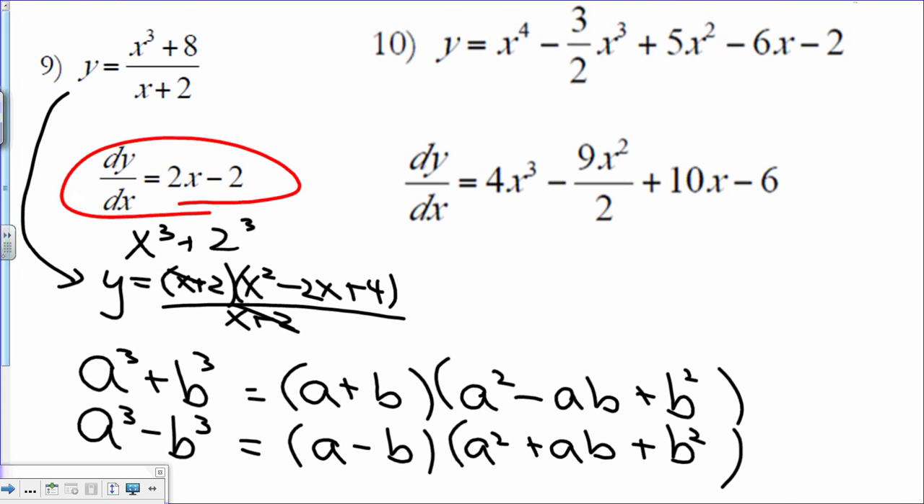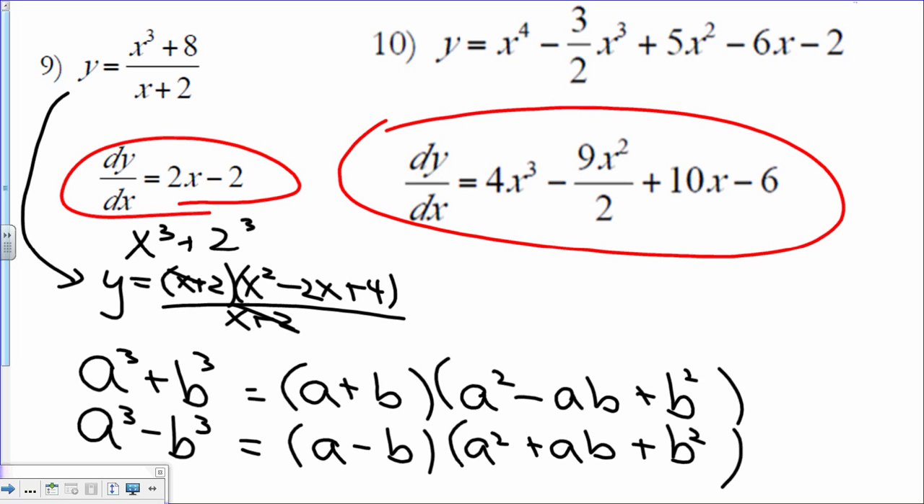9, 10. Okay, 10 might have looked intimidating, but there was no rewriting to do. You just go through term by term. So check that out. 4x cubed. And we just multiply the exponent by the coefficient. You write x and subtract 1 from the old exponent. What about that minus 2? What's the derivative of the minus 2? 0. Let's put it right here. Get that down.